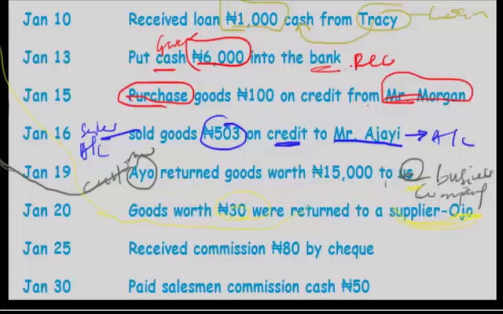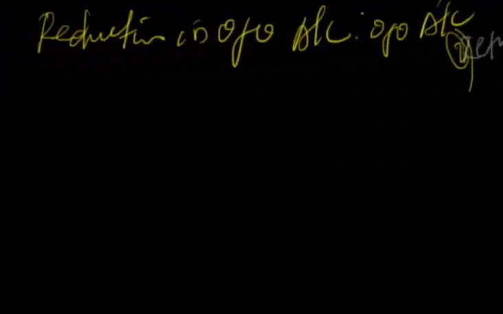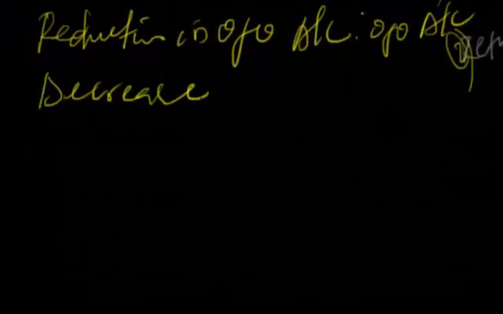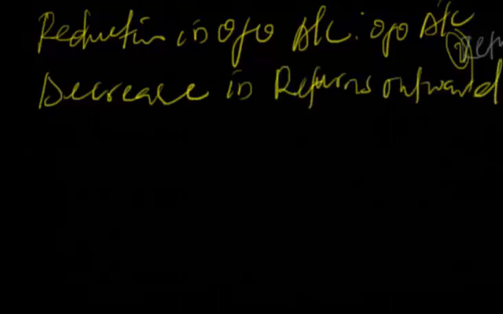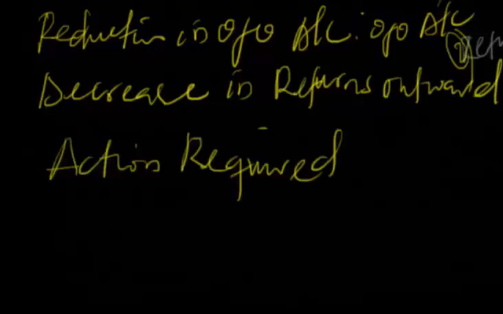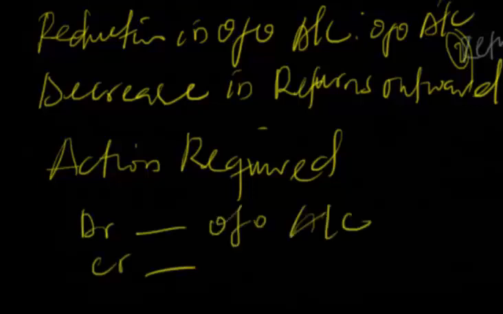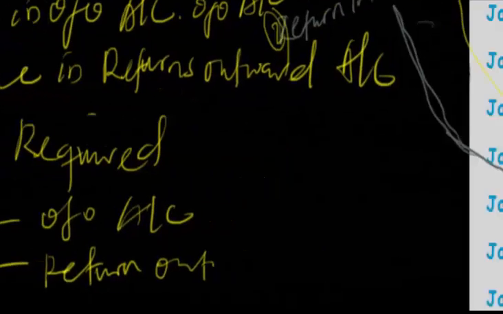So what's the effect of this transaction? Goods worth 30 naira were returned to supplier Ojo. So there is a reduction in Ojo's account. And two, we're going to have an increase in the return outwards account. So action required, debits, credits. We're going to debit Mr. Ojo's account and we are going to credit the return outwards account.